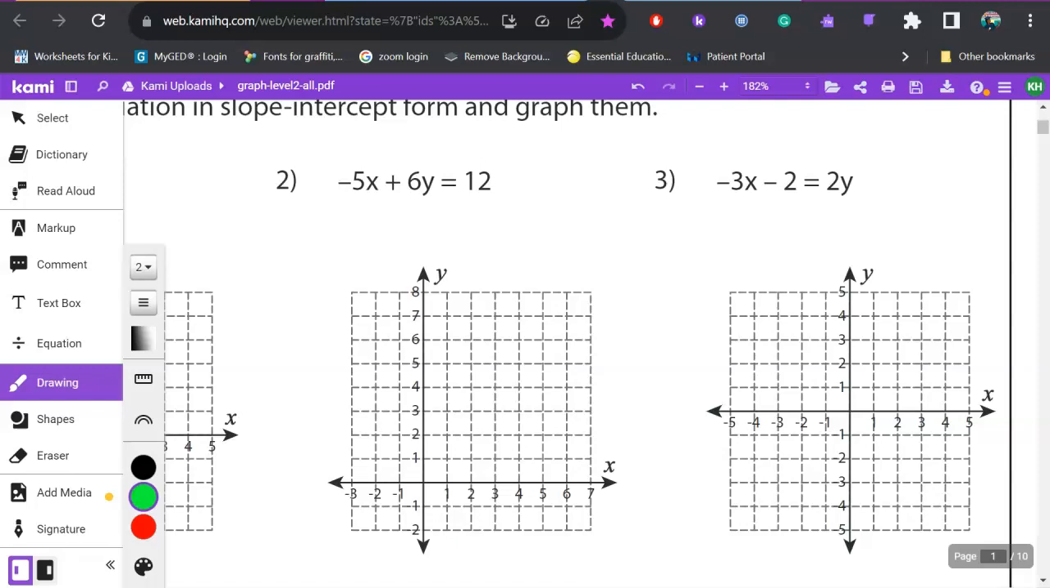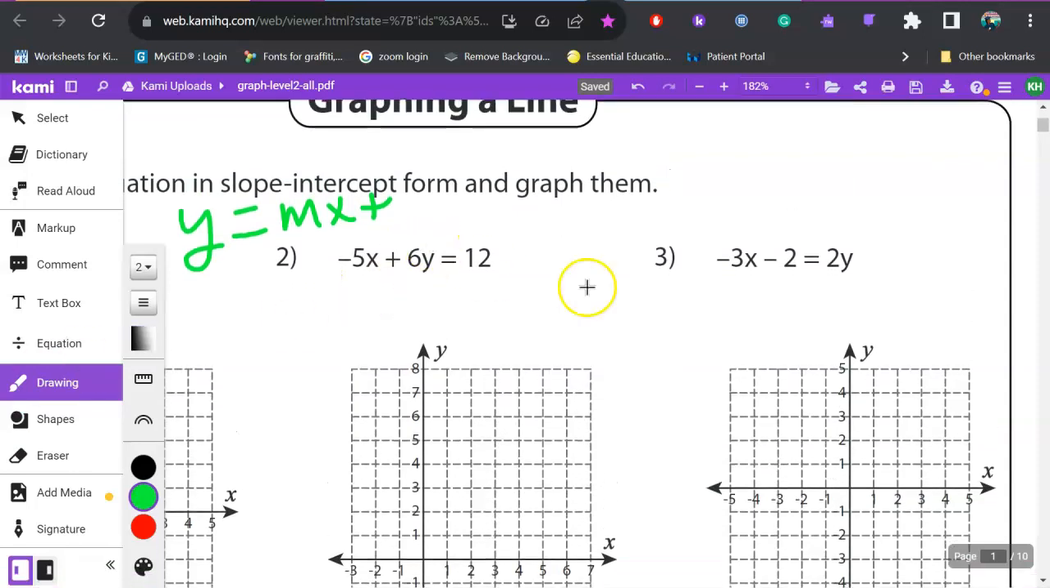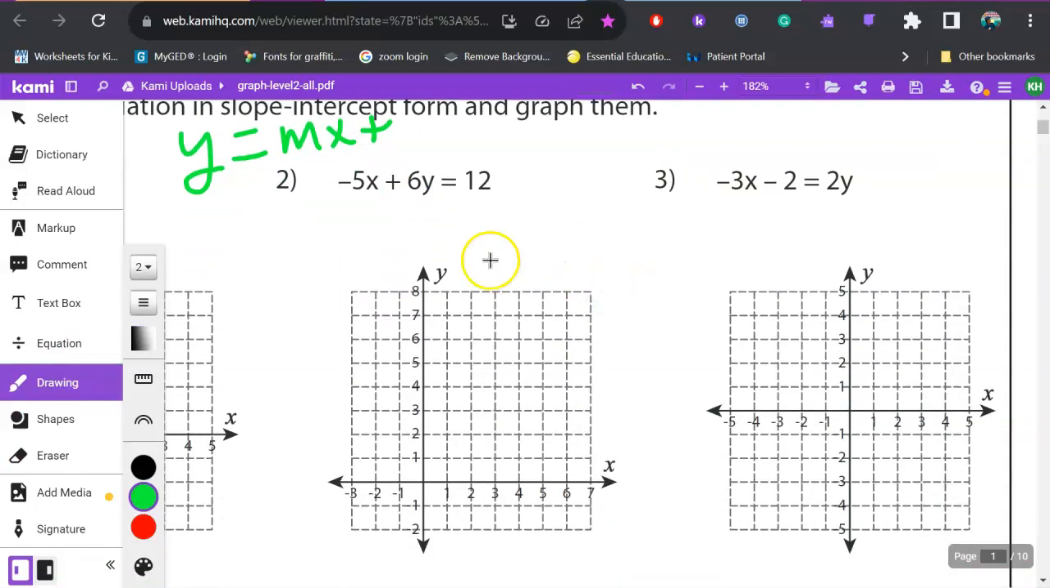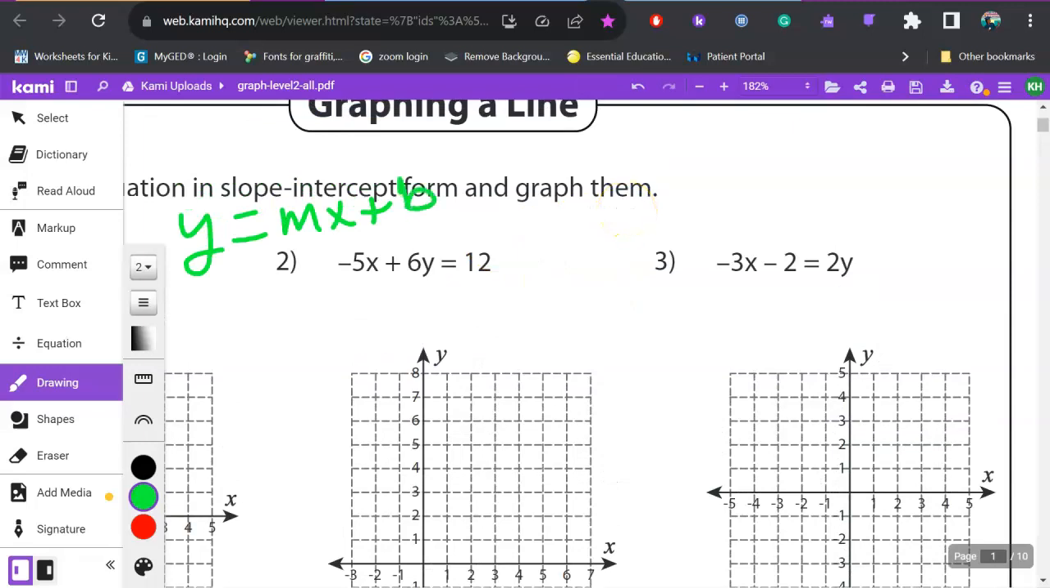All right, number 2. Again, I need to rearrange. I need to make it look like y equals mx plus b form. And I can tell that it is not in that form, right? Because everything is all rearranged and in different spots. All right, I'm trying to draw my B on here. There we go. So what am I going to do? I'm going to draw my line.